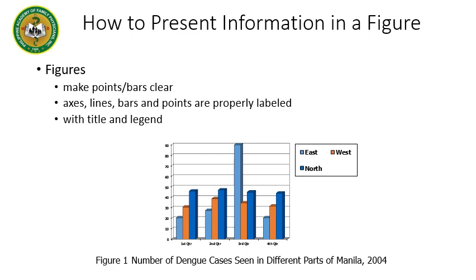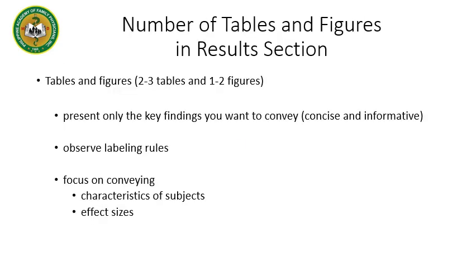Our journal is in black and white. It's expensive to have a colored journal. So our journal is black and white. And if you have same shades of colors and you print them in black and white, then you will not be able to distinguish them. So make sure that you have significant contrast in your color choices. All right, so this is the number of tables and figures that we recommend. Only 2 to 3 tables and 1 to 2 figures. All right, and observe labeling and then focus on conveying the effect sizes rather than the p-value.